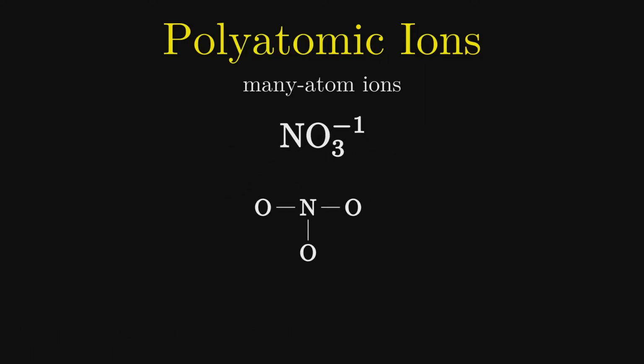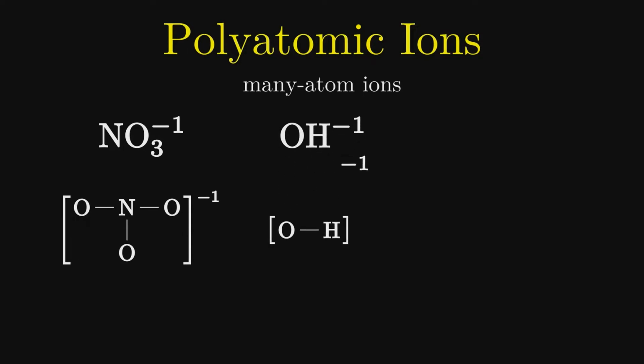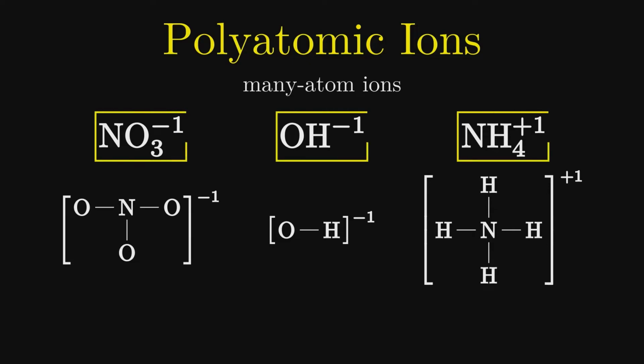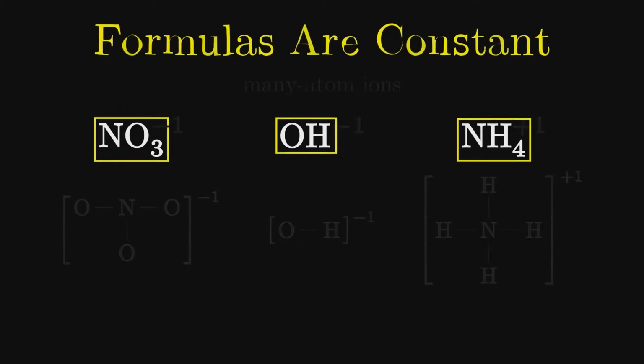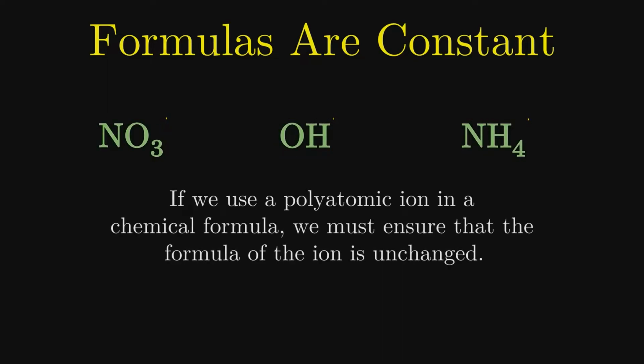A nitrate ion kind of looks like this, and the charge belongs to the entirety of the structure. Same would be true for other polyatomic ions like hydroxide, OH, and even the only common positive one, ammonium, NH4. As we make the formulas for compounds, keep in mind we cannot change the formula of these ions. Since we know the charge disappears, we can be more precise about what that means.